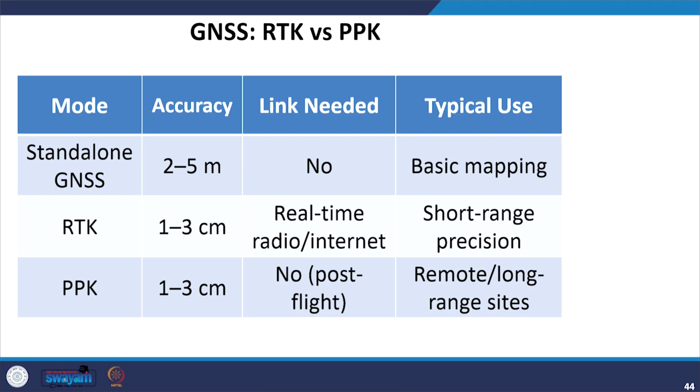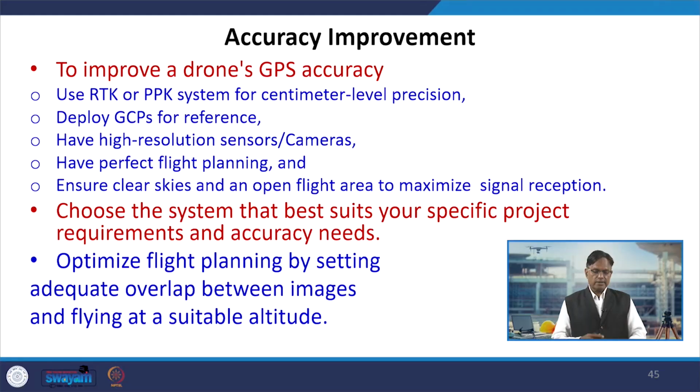Then this is a comparison between the RTK method and the PPK method. As far as accuracy is concerned, if you see the second column, it shows that you can improve the accuracy from meter to centimeter level when you are shifting from standalone GNSS to the RTK or PPK approach. You can improve the accuracy of the collected data by using an RTK or PPK system, deploying GCPs for reference, having a very high resolution sensor or camera, and perfect flight planning.